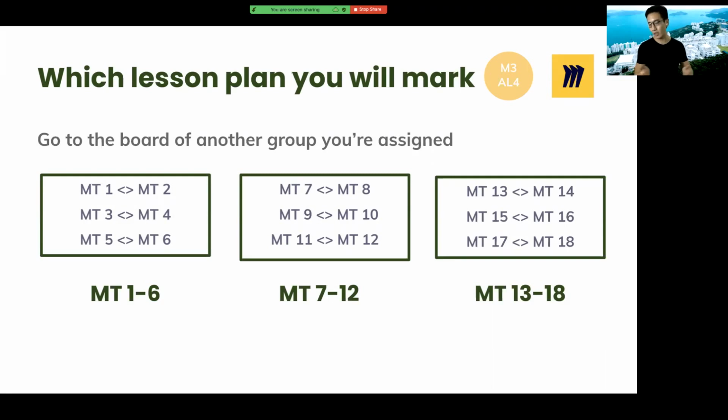Basically, it's that simple: 1, 2, 3, 4, 5, 6, and 6, 5, 4, 3, 2, 1.